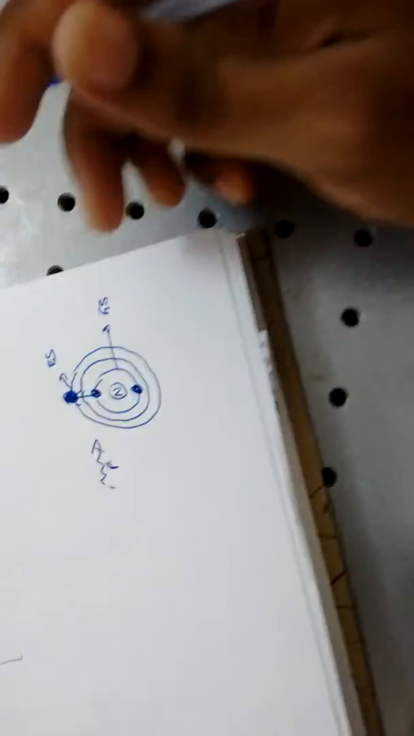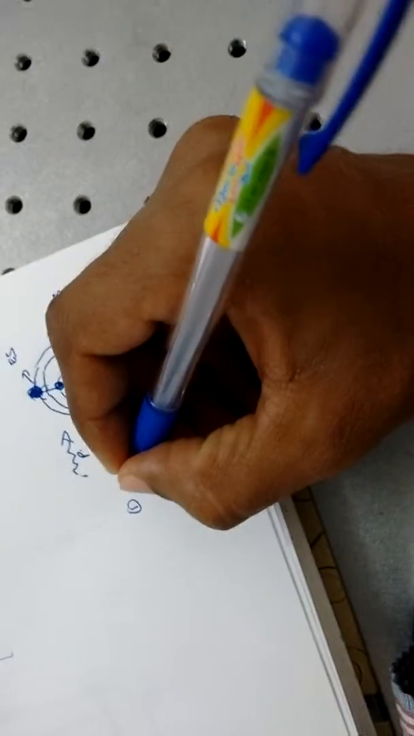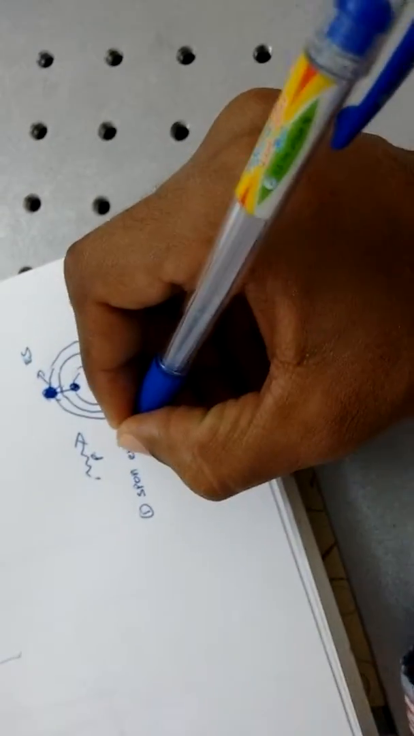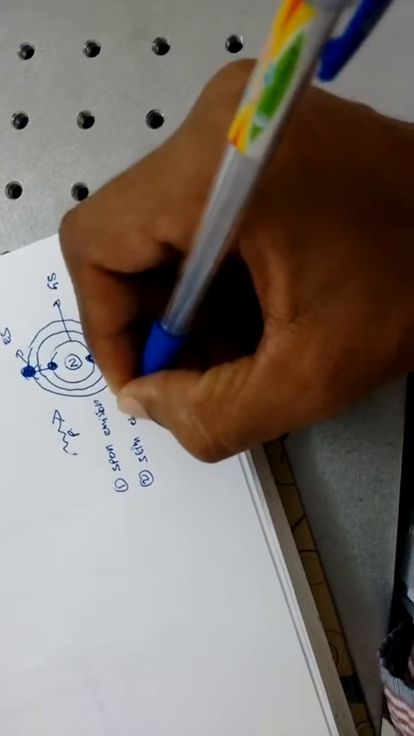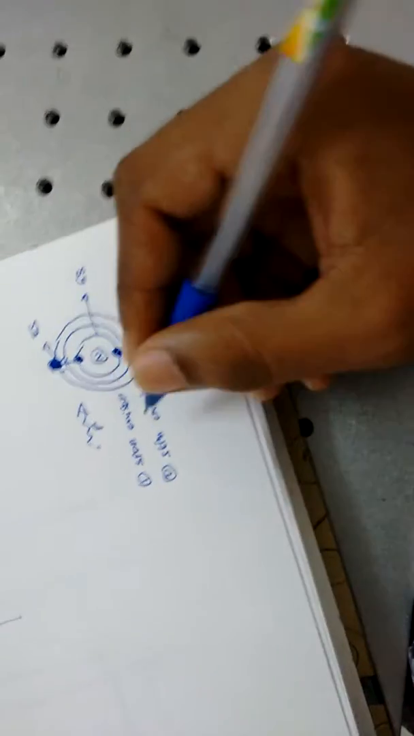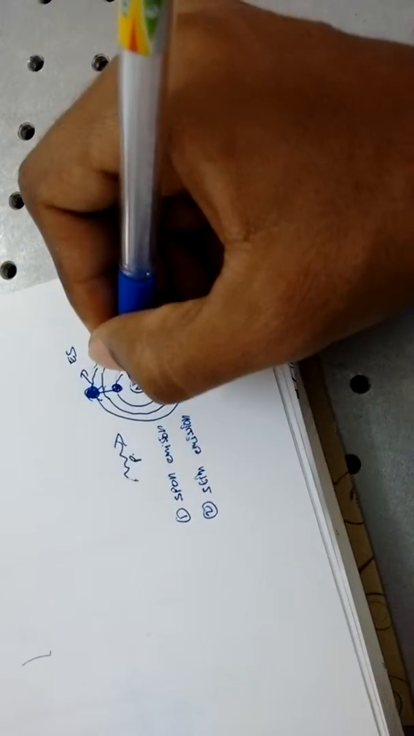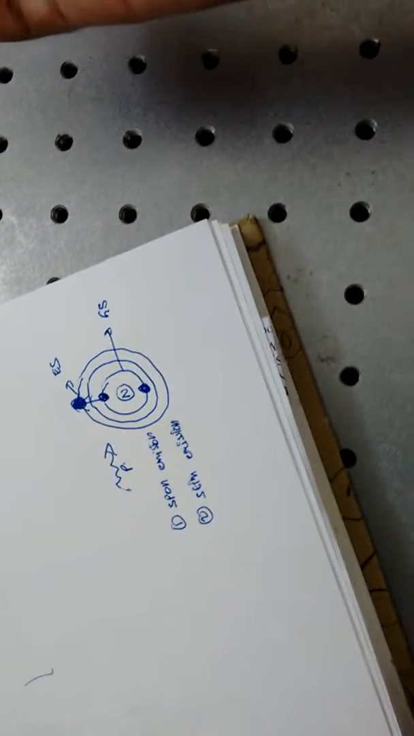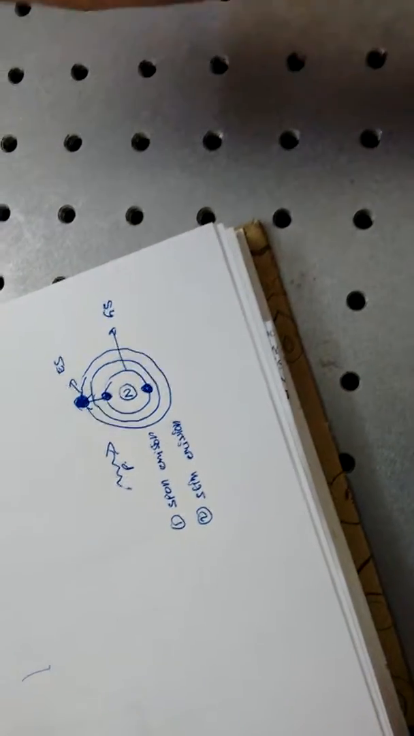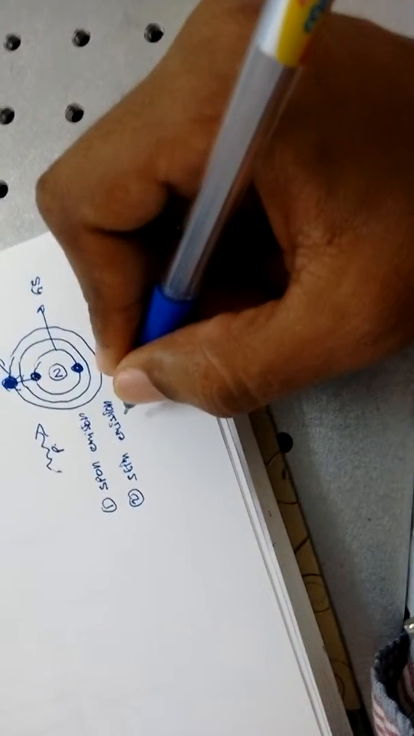So how does it come back to the ground state? By two methods. One method is spontaneous emission, and the second method is stimulated emission. Spontaneous emission means that without any external energy the electron comes to the ground state from the excitation state. We don't require any energy to apply to the atom. It happens naturally.